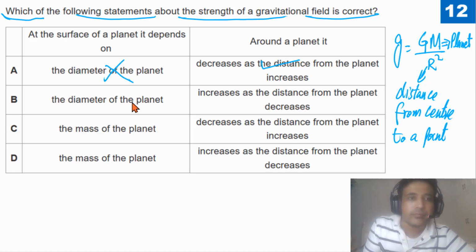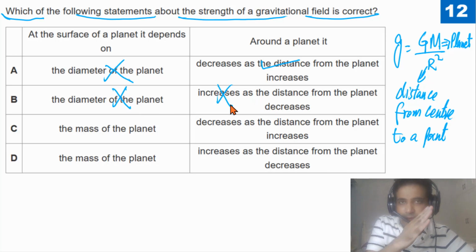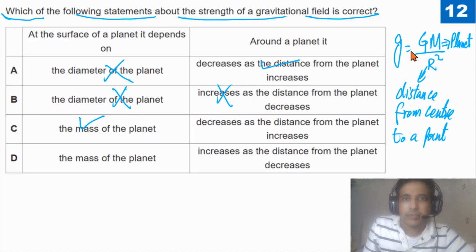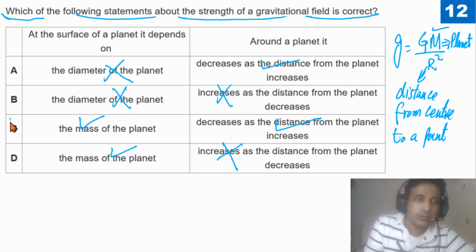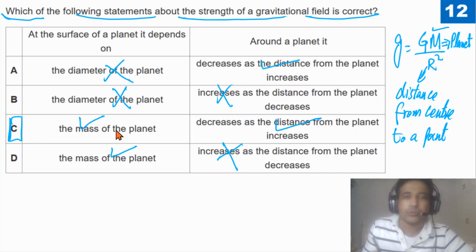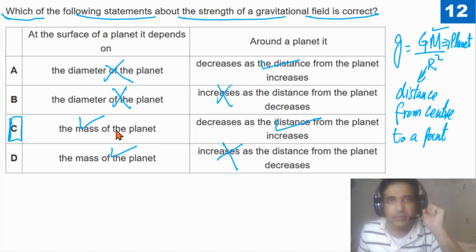This is correct. Diameter of the planet, it does not depend on the diameter of the planet. Increases, so this is incorrect. g decreases as the distance from the center of the planet increases. It depends on the mass of the planet. Yes, it depends on the mass of the planet. Decreases as the distance from the planet increases. So this is also correct. Depends on the mass of the planet. Yes, increases. This is incorrect. So the answer for this question is C. So you need to understand g depends on the mass of the planet and the distance from the center of the planet.